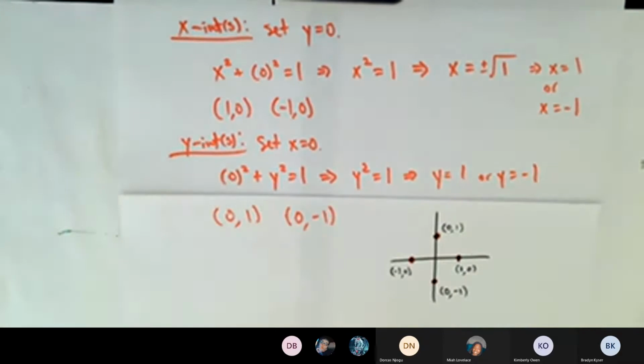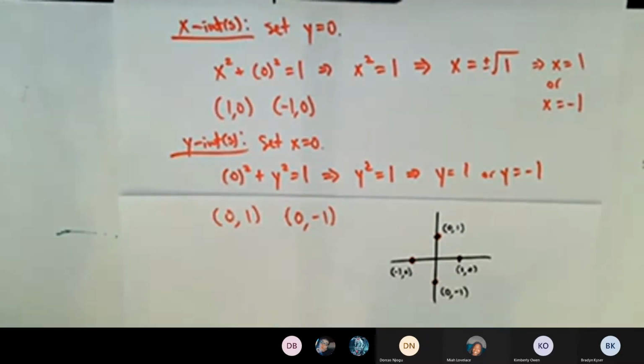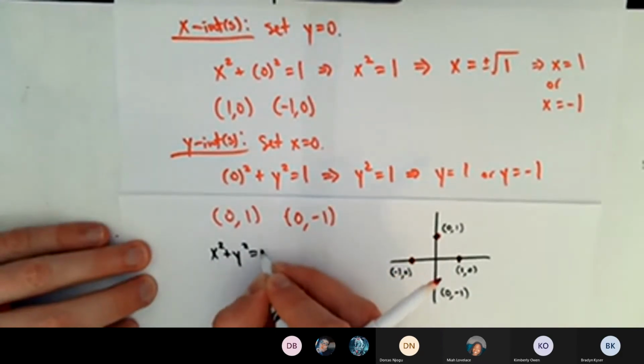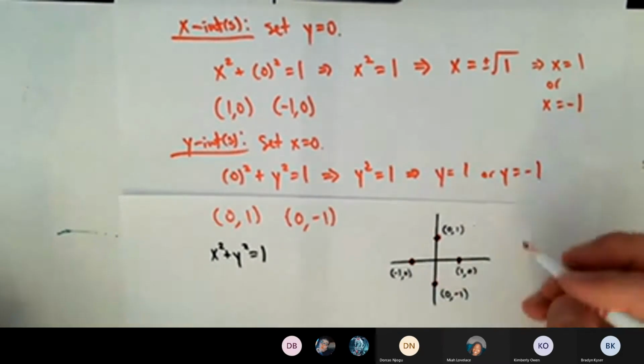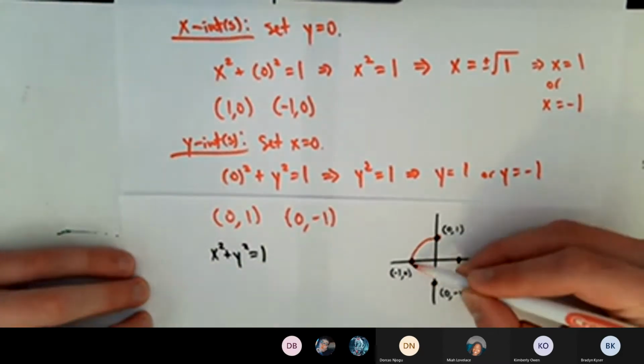All right. And now I know from the shape of the equation, x squared plus y squared equals 1, and that fact I gave before this example, that it should be a circle, right? It should be a circle. So based off of these 4 points, I can do my best to make a circle out of this.